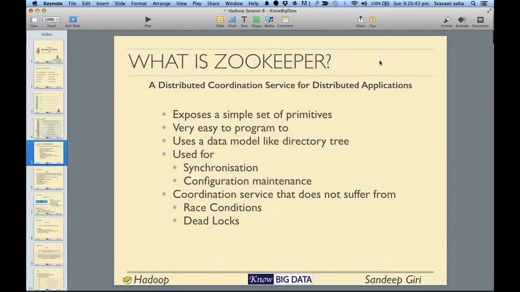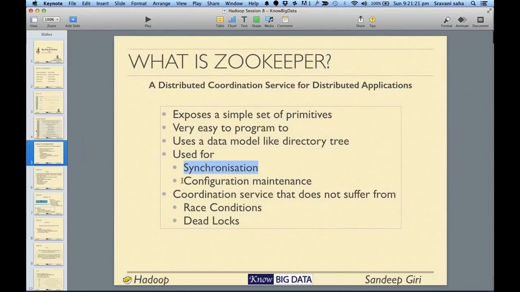So our email processor which we distributed to all machines is called a distributed application, and something which helps you coordinate is called a coordination service. A coordination service like zookeeper exposes very, very simple primitives, something like create a file with this data, or delete a file, update a file, that's all. So that's a very simple interface provided by zookeeper. It is very easy to program to, uses a data model like a directory tree, used for synchronization and configuration management.